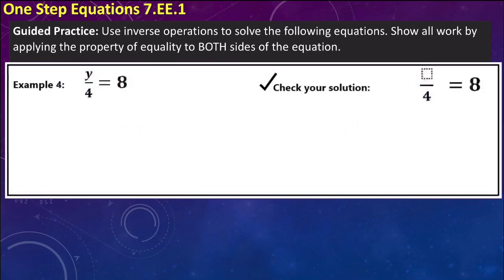Now in this next example here, we've got y over 4. It's division. So we're going to do the inverse of division, which is going to be multiplication. So we're going to multiply the left side by 4, and we're also going to multiply the right side by 4. Now the 4's canceled out on the left side, and you're only left with y. 8 times 4 is 32. That's our answer. Y equals 32. Now let's check it out, see if this all makes sense. Put in 32 for where the y was. So 32 divided by 4 is 8, and 8 equals 8.